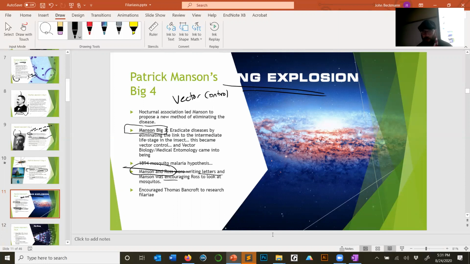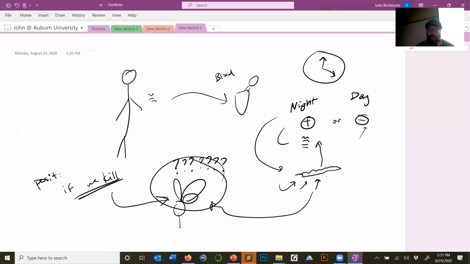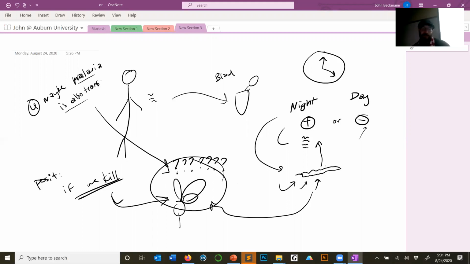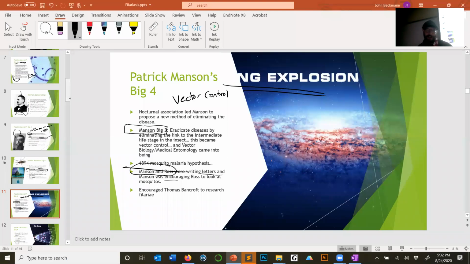Manson suggested to Ross that maybe malaria is spread. So his fourth big contribution: he suggested to Ross that if filariasis is hanging out in mosquitoes, maybe malaria is also transmitted. Well, he didn't know filariasis was transmitted, but he suggested that malaria might have some kind of a stage in the mosquito to complete its life cycle. He was the first person to suggest that, and he suggested it to Ronald Ross, who later discovered the transmission cycle of malaria. So those are his four big contributions to vector biology.